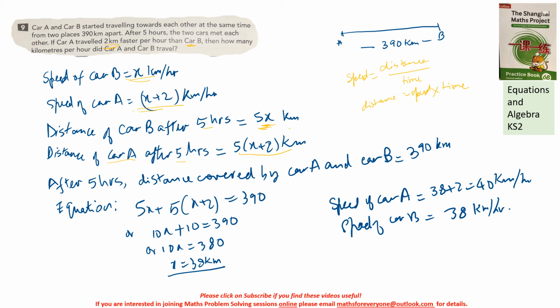So after 5 hours, it's the total distance covered by both cars, because if they meet someplace here, this distance plus this distance is 390. So my equation is going to look like 5x plus 5 times x plus 2 is 390. So I get x is 38 kilometers. So the speed of car A is 38 plus 2, 40, and car B is 38.